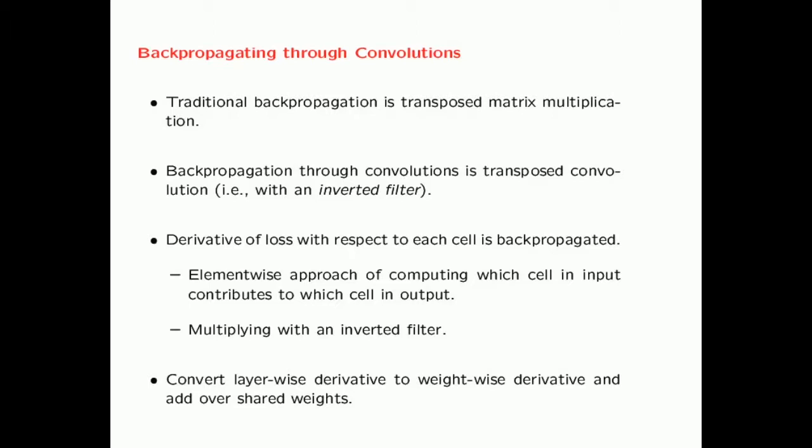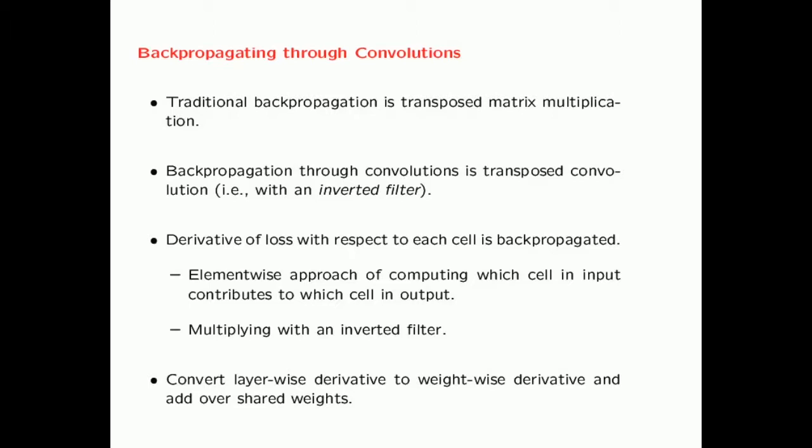And once you have the derivative with respect to the layer, you can convert the layer-wise derivative to a weight-wise derivative. This is done in conventional neural networks also, by essentially multiplying with the hidden variable connecting the weight as well as the backpropagated gradient. And once you have these derivatives with respect to the weights, note that weights are shared across the layer.